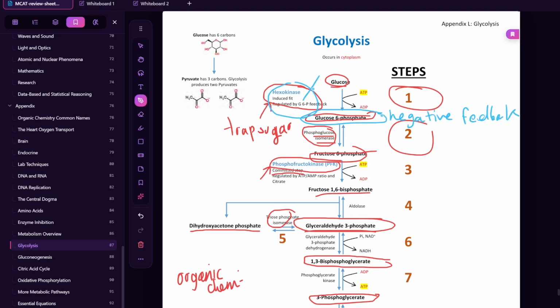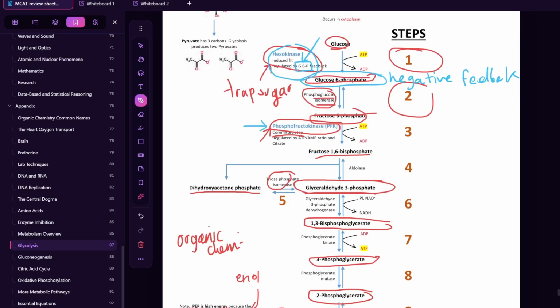That's why it says here regulated by G6P feedback. So then we also have PFK1. PFK1 is right here, which will turn the phosphofructokinase 1 phosphorylates fructose 6-phosphate, and from fructose 6-phosphate turns into fructose 1,6-bisphosphate here. And so this is the rate-limiting step of glycolysis.